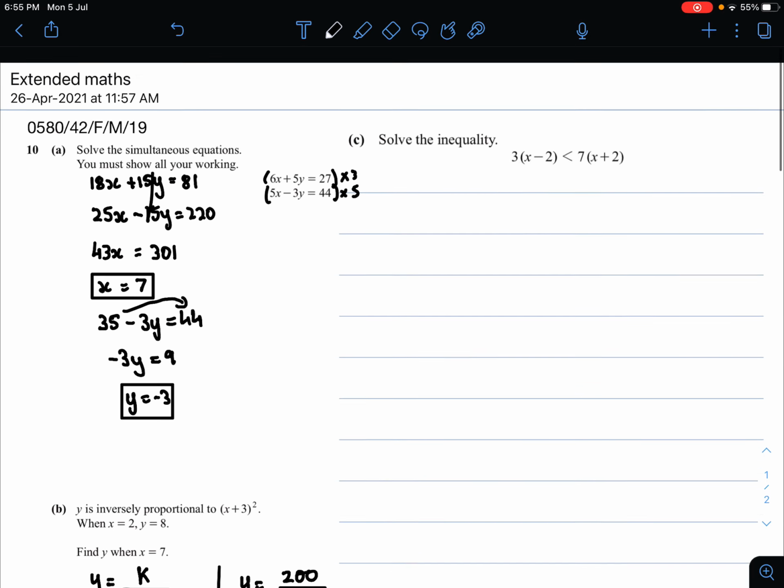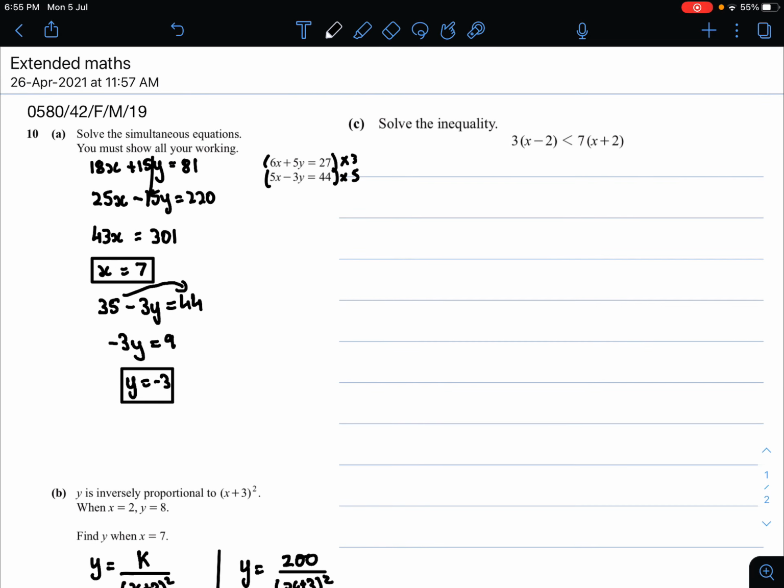Now let's move on to part C. Solve the inequality. So let's expand the brackets first and then solve the inequality. So 3 multiplied by x is 3x. You basically multiply this number by both the terms in the bracket. Same goes for the 7. 3 multiplied by minus 2 is minus 6. And you keep the sign as it is. 7 multiplied by x is going to be 7x. 7 multiplied by 2 is going to be positive 14.